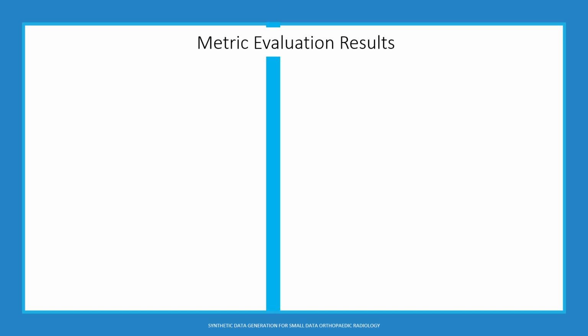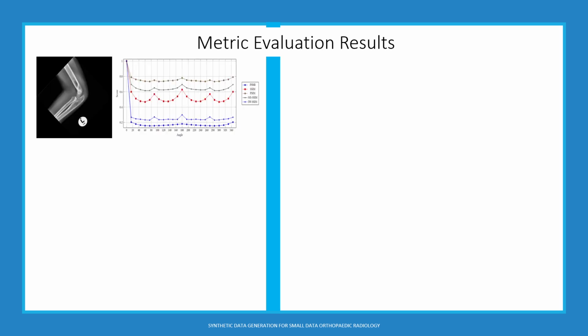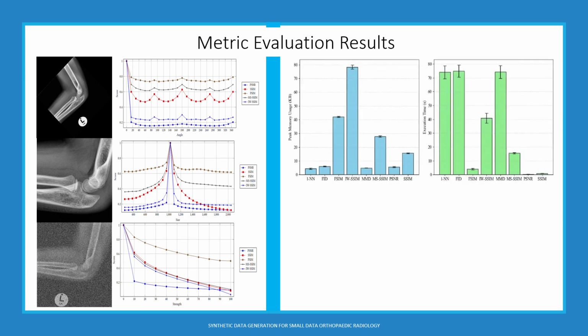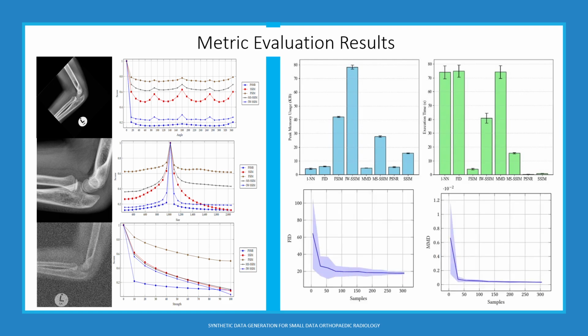The evaluation of image quality metrics for radiographs involved testing their sensitivity to common imaging effects, including rotation, cropping and padding, uniform noise, and JPEG compression. In addition to this, the peak memory usage and runtime of these metrics were evaluated for a fixed set of images. Finally, the convergence behavior of sample size sensitive metrics was evaluated.